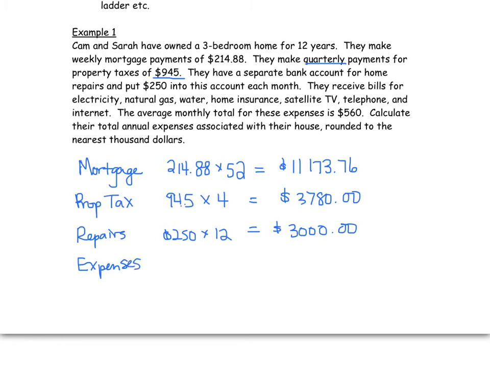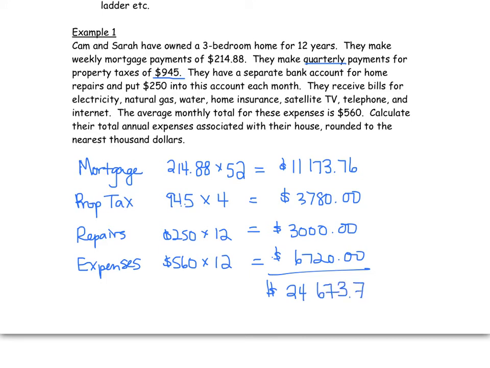And then there are added expenses of electricity, gas, water, insurance, etc. Total $560 monthly for a total of $6,720. So their total annual expenses come to $24,673.76.